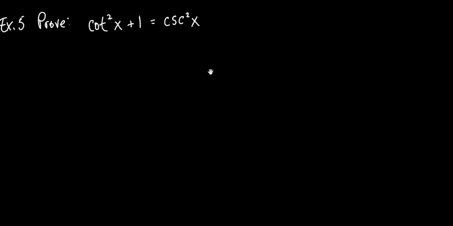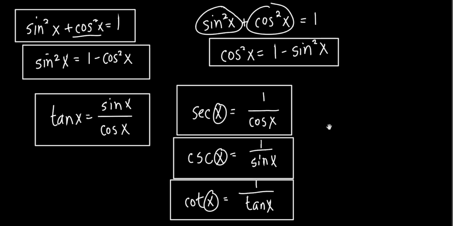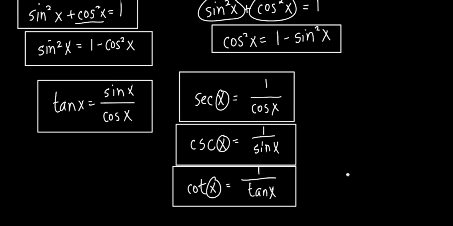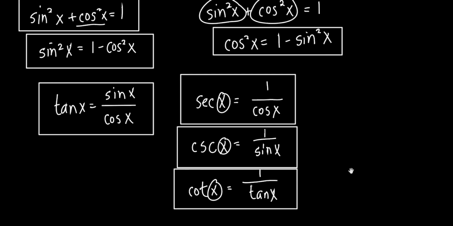Now, do I have anything in my boxes that has cotangent squared plus 1? Do I have any cotangent squareds in any of these boxes? Nope. But I do have the cotangent is equal to 1 over the tangent. So I do have that. I also, here's another thing. I didn't write this down, but we could.